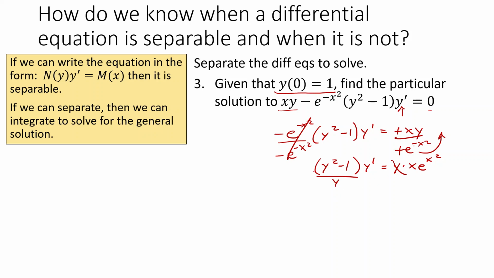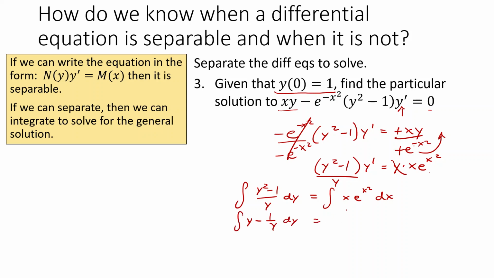And there we go. So now we can take the integral of this side, y squared minus 1 over y with respect to y, and that'll be equal to the integral of that side, x times e to the x squared with respect to x. Over here, remember, if we have one guy on the bottom, we separate. That'll be the integral of y minus 1 over y dy.